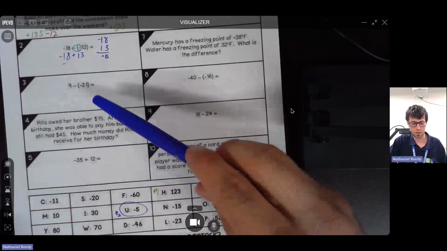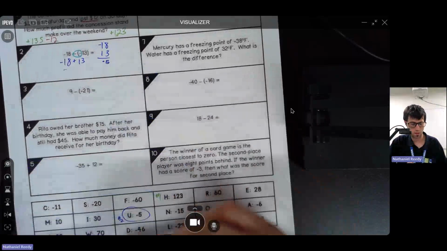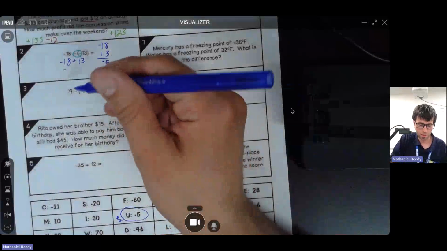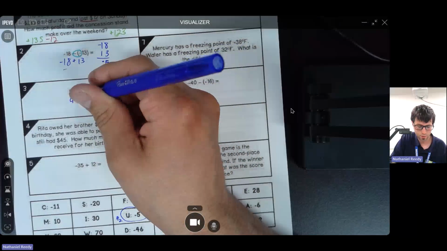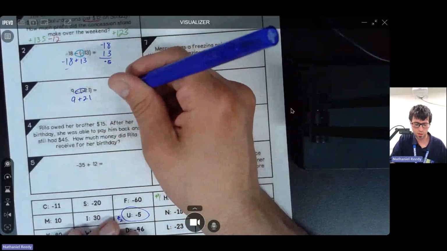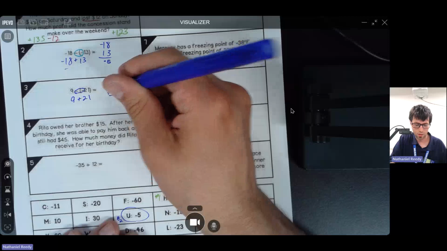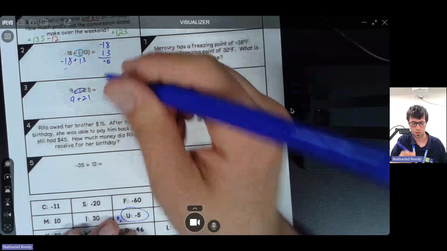All right, next one. I did one like that. Oh, no, I didn't. So now we have 9 minus a negative 21. Again, those two negative signs become a positive. 9 plus 21, well, that's much easier to do. 21, 9, add those two together. 1 plus 9 is 10, carry the 1. 1 plus 2 is 3, that's 30.